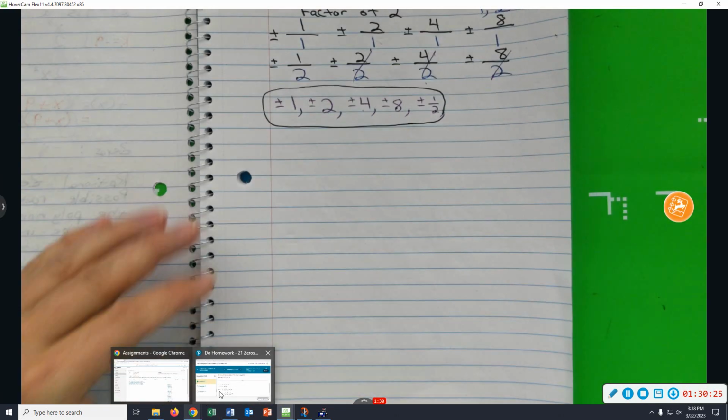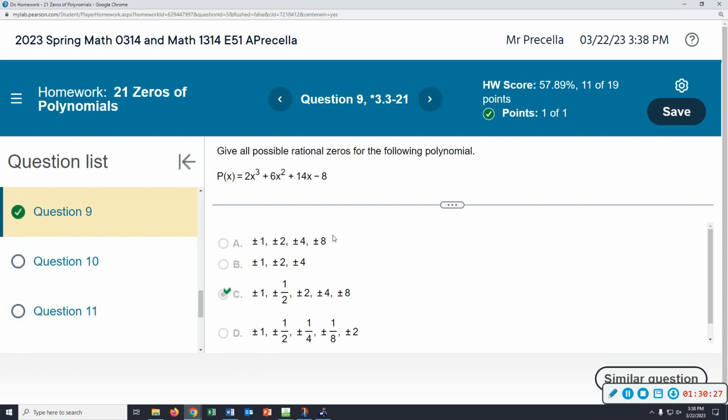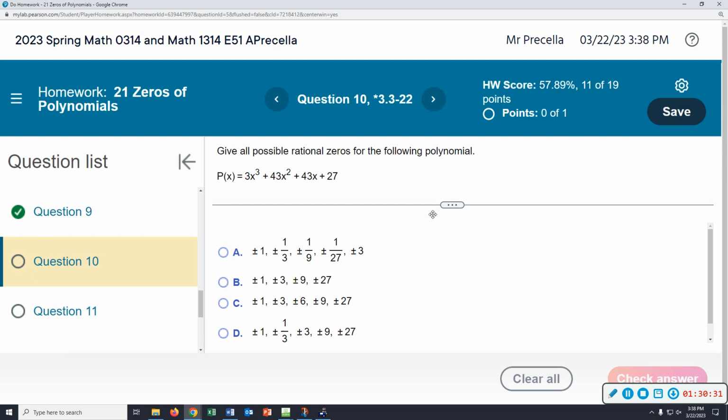Now, okay, number 10. Number 9, oh, no, we've already done that. You're right, done number 10. So P of X, here's the function we want to find the possible rational zeros for: 3x cubed plus 43x squared plus 43x plus 27. And we want to find the possible rational zeros.